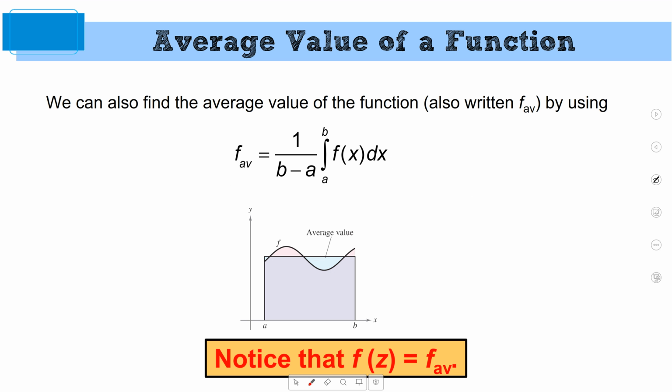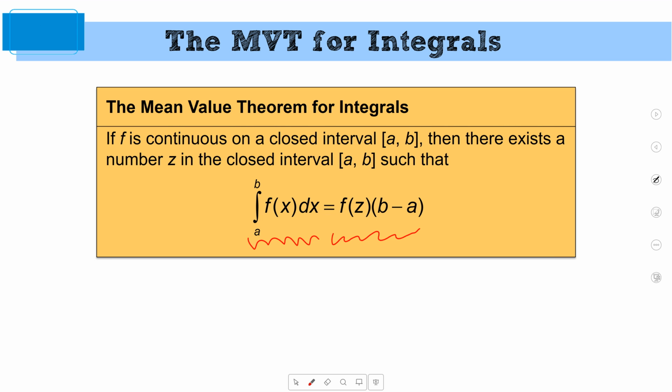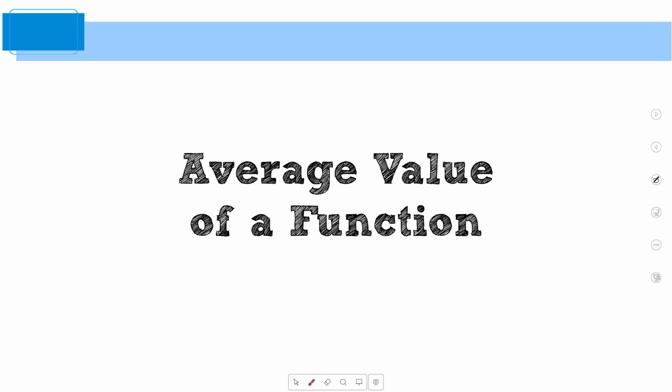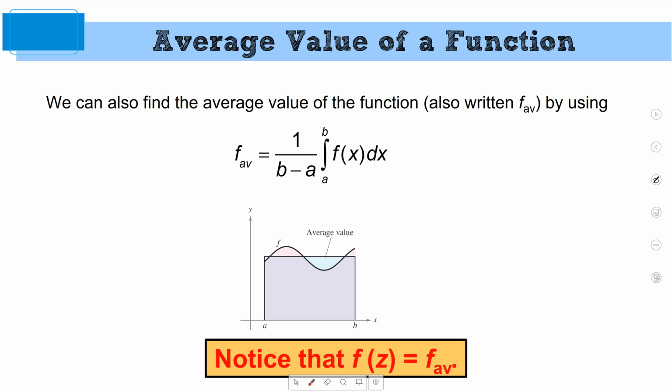Okay, so here we go. By the way, I don't like this form, so I just rewrote it this way. It's the same thing. I just divided both sides by 1 over b minus a. And I changed f of z, which is the traditional way to do it. I like f of av because it reminds me that it's an average value. If you want to go back and use the other one, that's okay. It's just a notation.